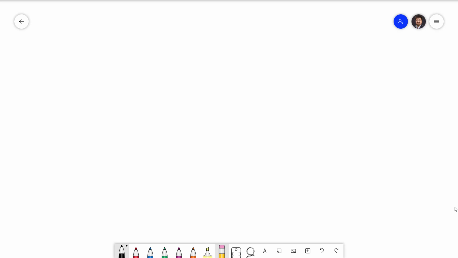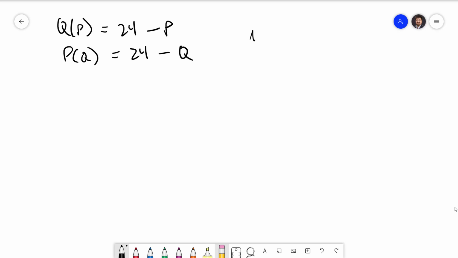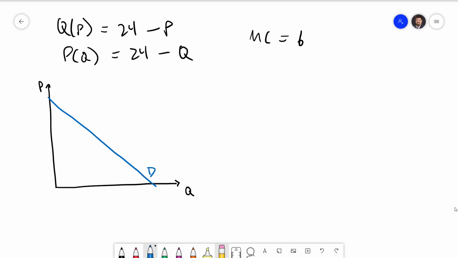Let's return to our example where we had a demand function of 24 minus P, and therefore an inverse demand function of 24 minus Q. And we had a marginal cost of 6. We'll draw the graph of this. The demand function has an intercept of 24 on both axes, and then we have a horizontal marginal cost curve. And that sits right here at 6.